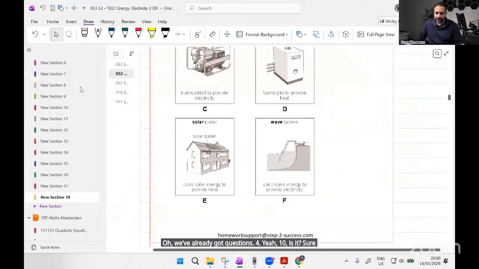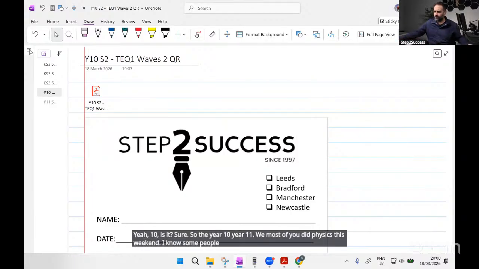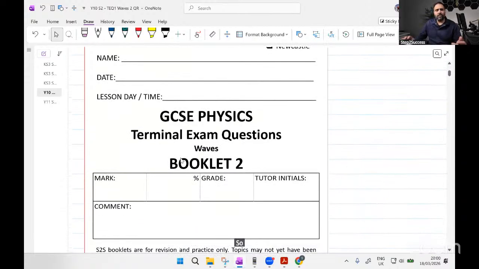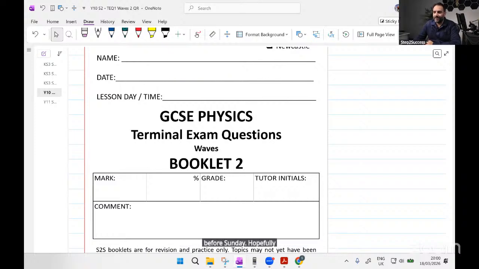Sure. So, the year 10s and year 11s, most of you did physics this weekend. I know some people are still on chemistry. We're one week behind with a few people, but this will still be helpful. Most of the year 10 students did a sort of recap of waves, and you had some questions on waves. Year 11 did a mixture of things like electromagnetism and electricity and something else, radioactivity, I think. Yeah, I think that was sent, but it will hopefully get to you before Sunday. If not, then I'll give it to you on Sunday. But for year 10 physics.